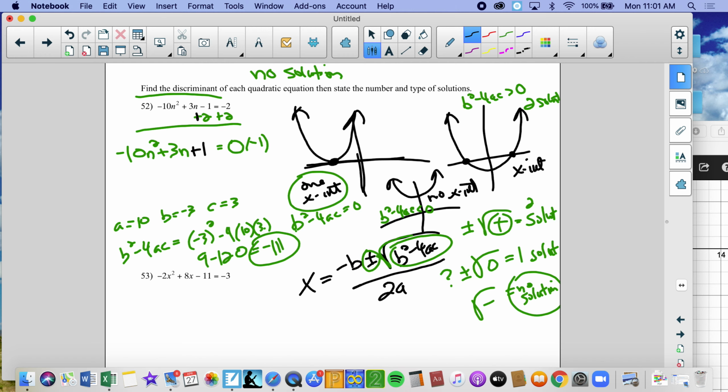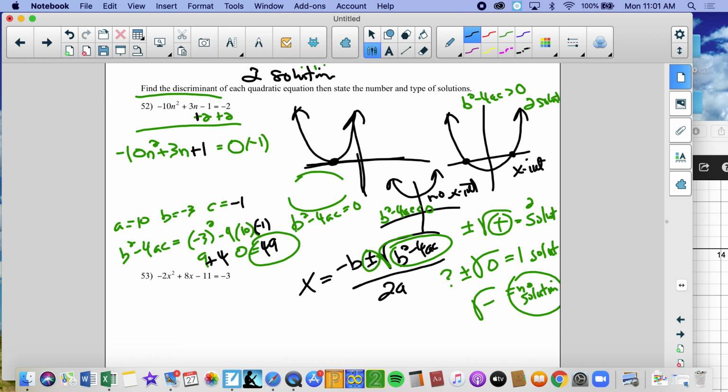And then that becomes -1. And then this becomes -1. And that ends up being positive 40. And then my discriminant becomes +49. And now I know that there are two solutions. Always good to check your work.